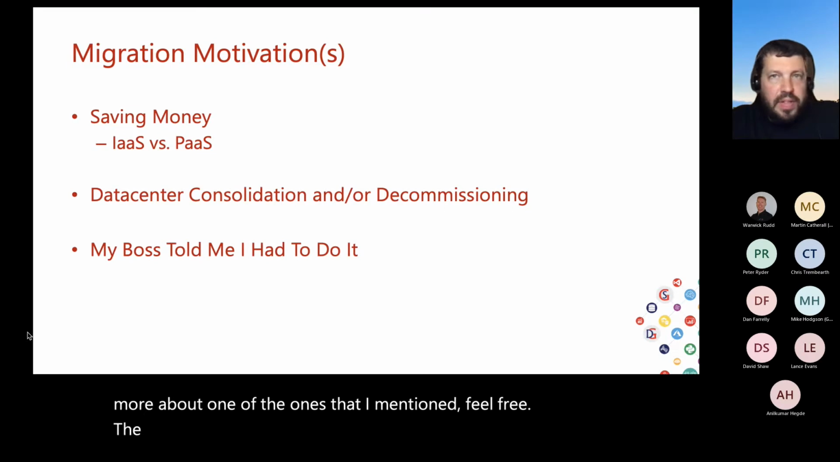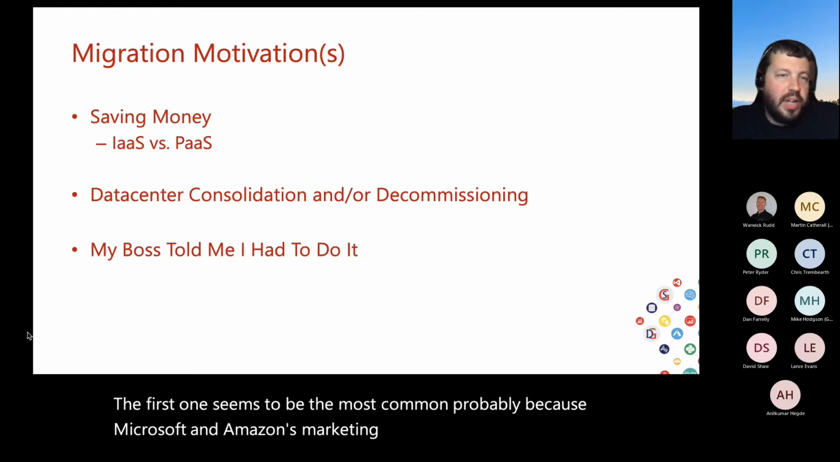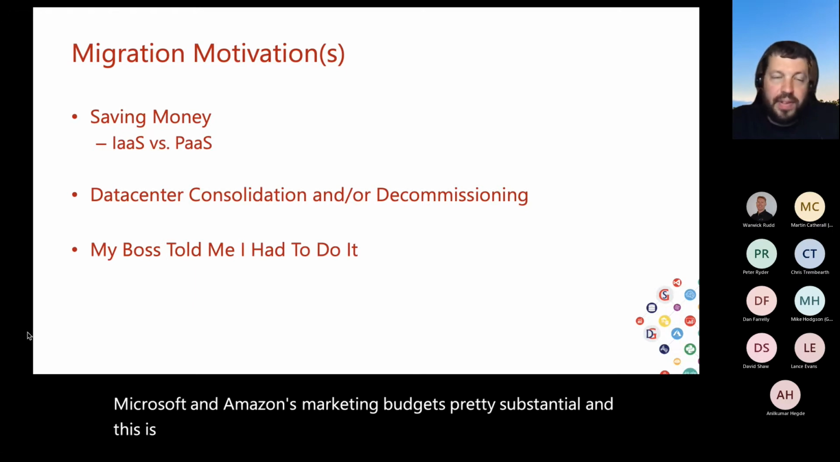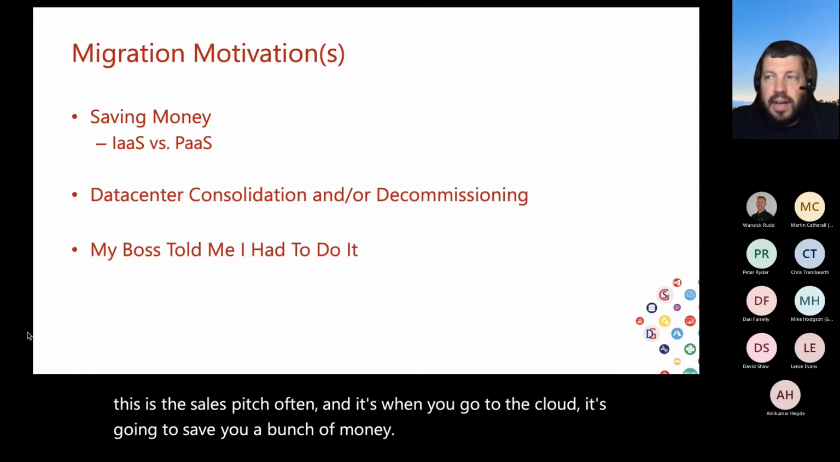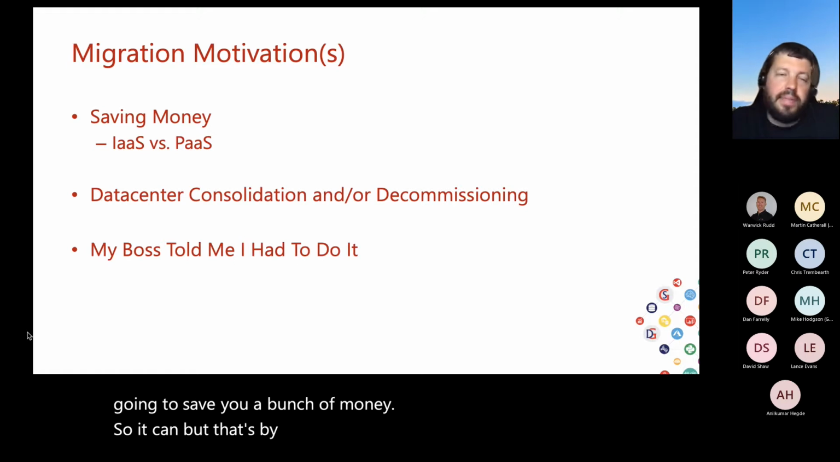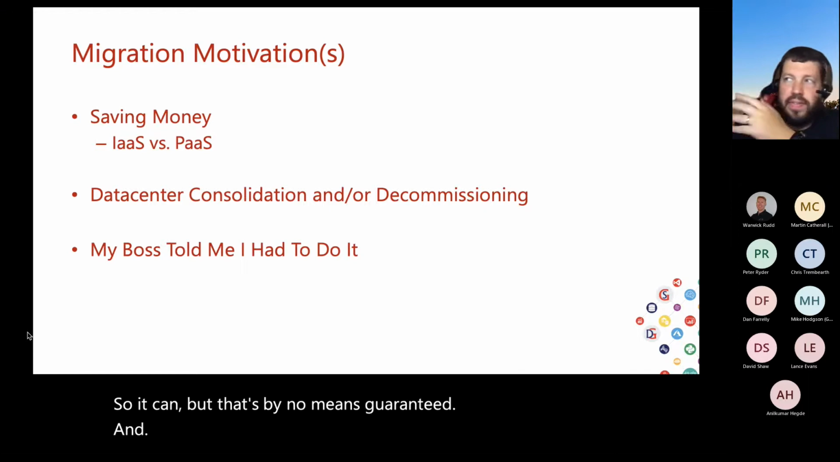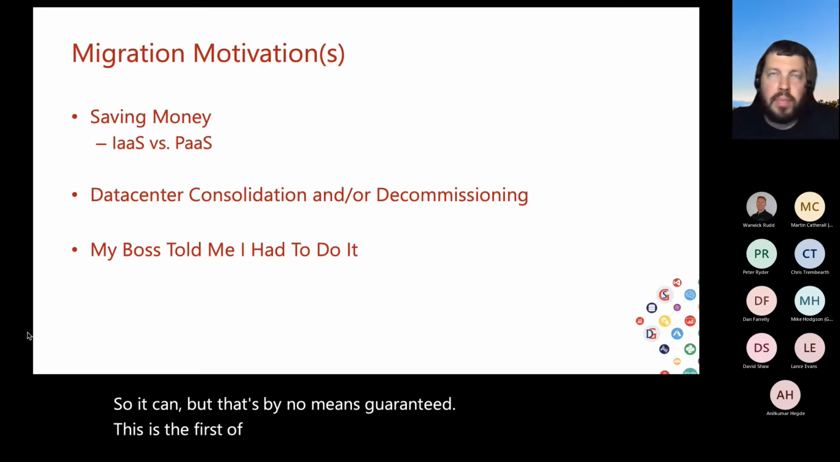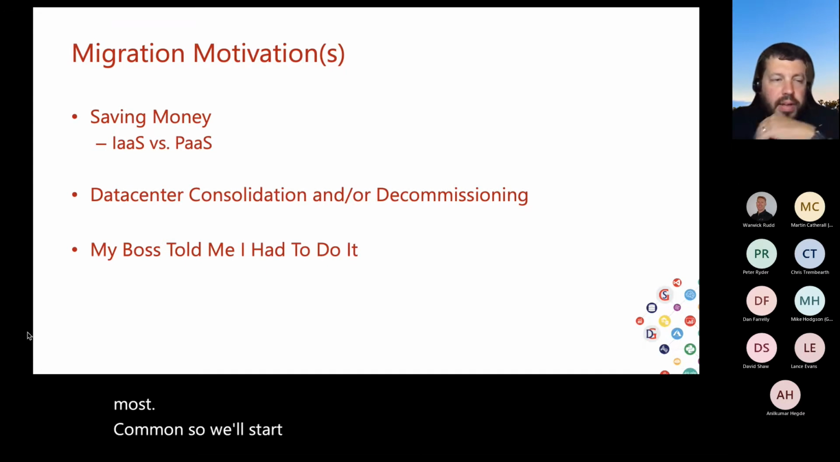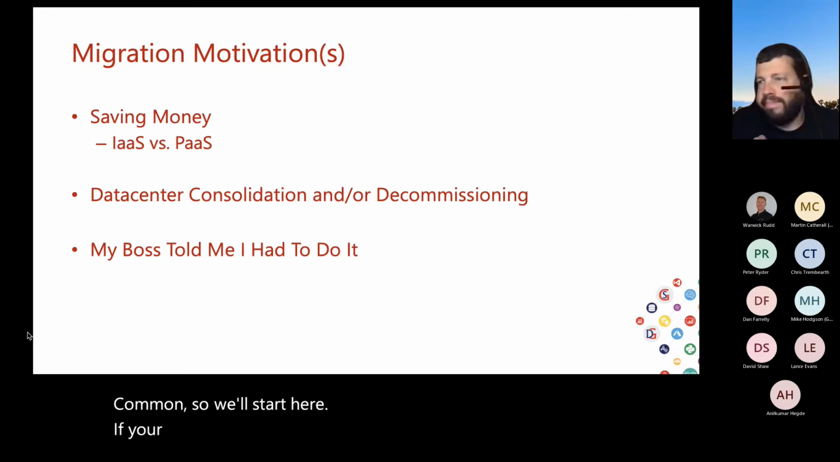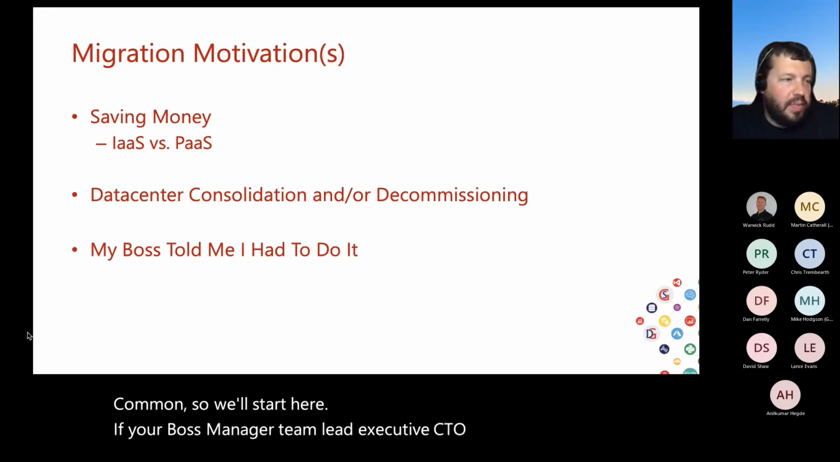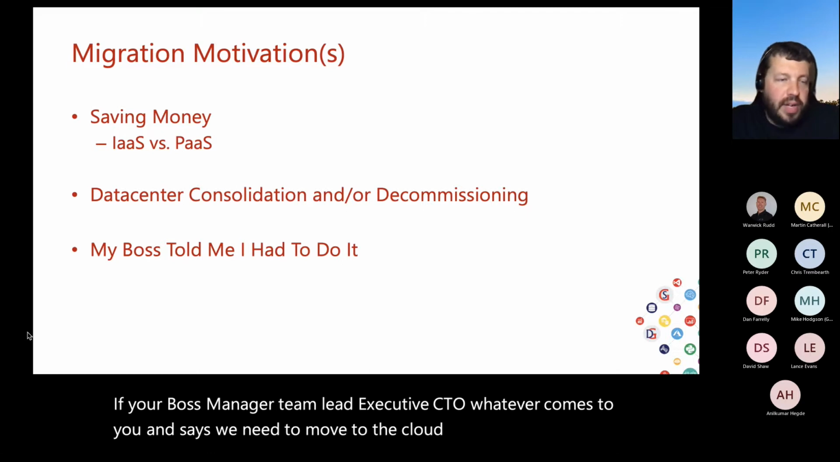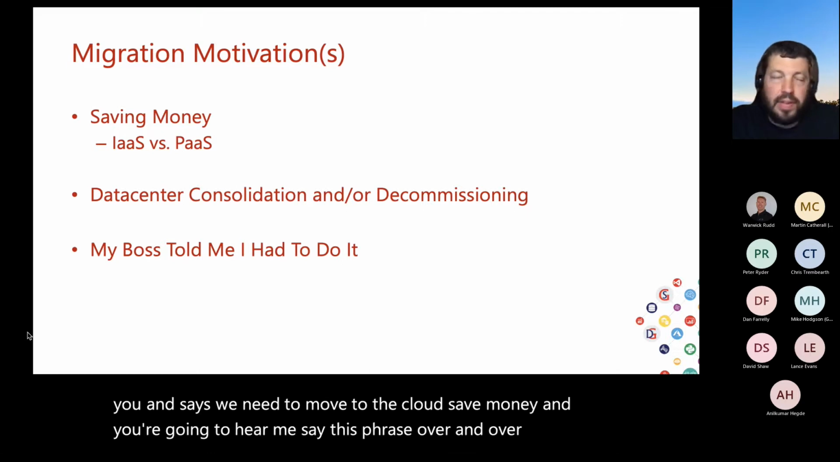The first one seems to be the most common, probably because Microsoft's and Amazon's marketing budgets are pretty substantial. And this is the sales pitch often: you go to the cloud, it's going to save you a bunch of money. So it can, but that's by no means guaranteed. And this is the first of a list of probably 6 of these. Like I said, it's the most common, so we'll start here. If your boss, manager, team lead, executive, CTO, whatever, comes to you and says, we need to move to the cloud to save money, and you're going to hear me say this phrase over and over again for the next 50 minutes or so.